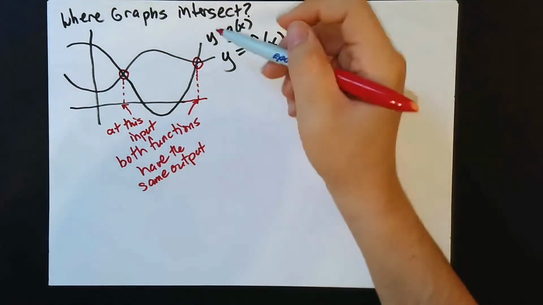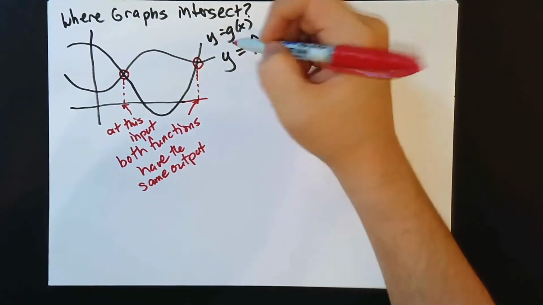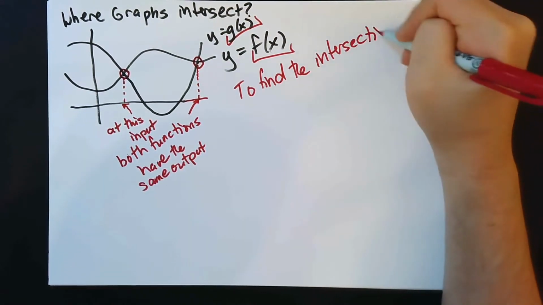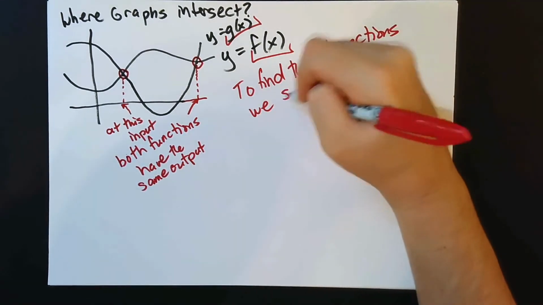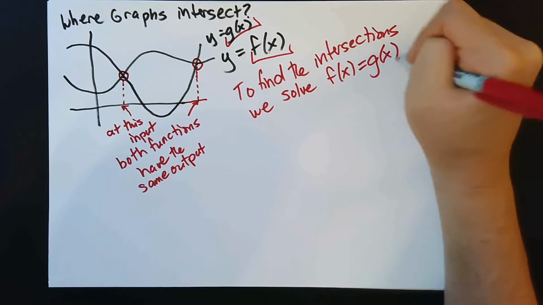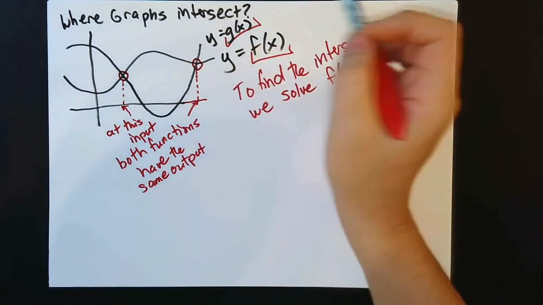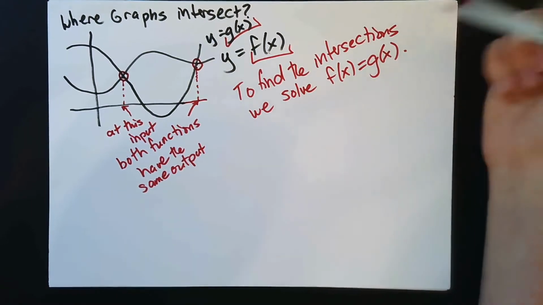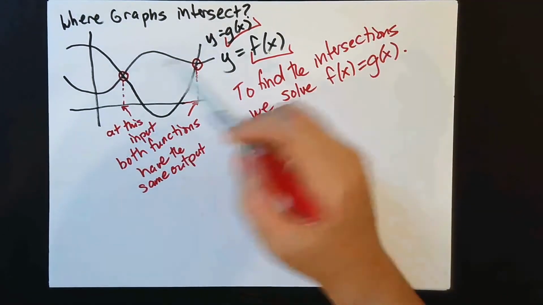And so this is leading you to what you need to do, which is to equate the outputs. So to find the intersections, we just solve f of x equals g of x. Probably a lot of you were shouting in your heads, just set them equal to each other, and that's exactly right. To find where the intersections are, you just set the outputs equal to each other.